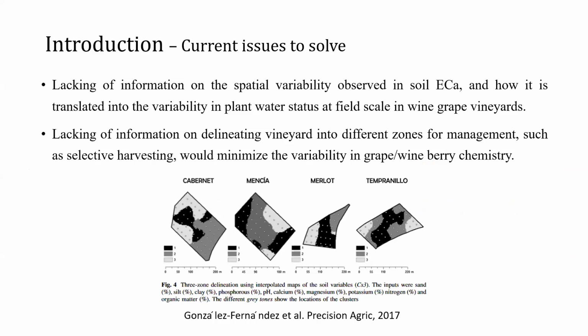Like mentioned above, as an integrated parameter, researchers did not really make a clear point about whether ECa is related to soil texture, soil water content, or soil salinity. So what we are measuring when we use proximal ECa sensing remains the question. Also, there is a lack of information on delineating vineyards into different zones to serve variable rate management strategies, with the hope of eventually minimizing this spatial variability.